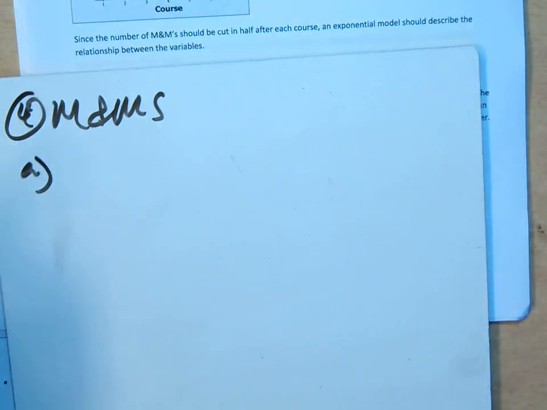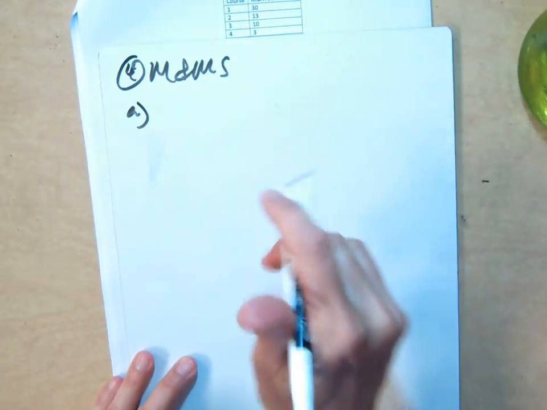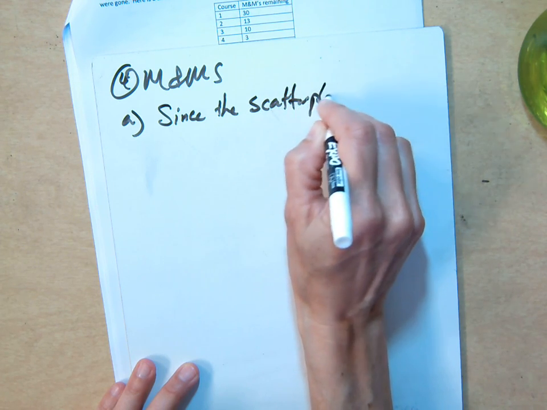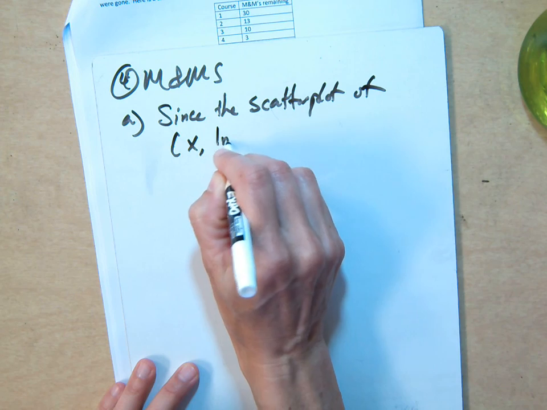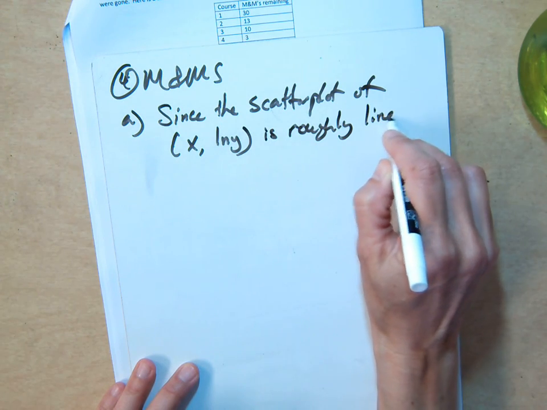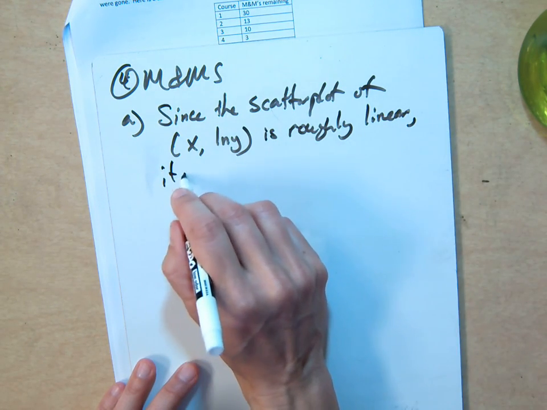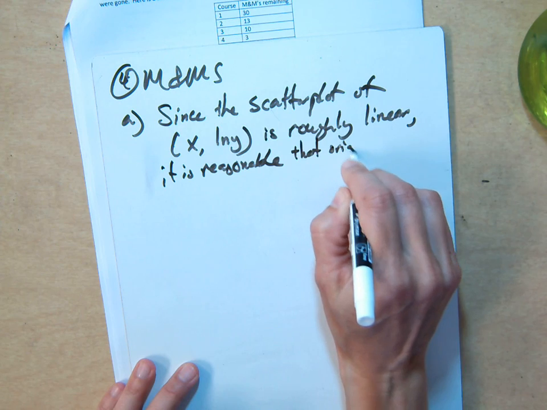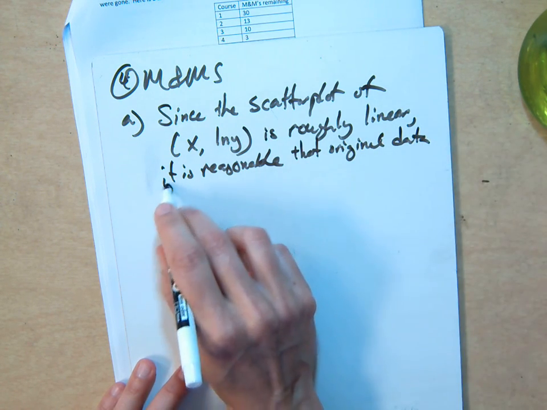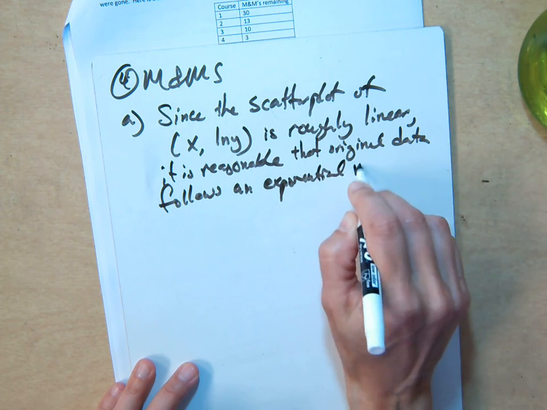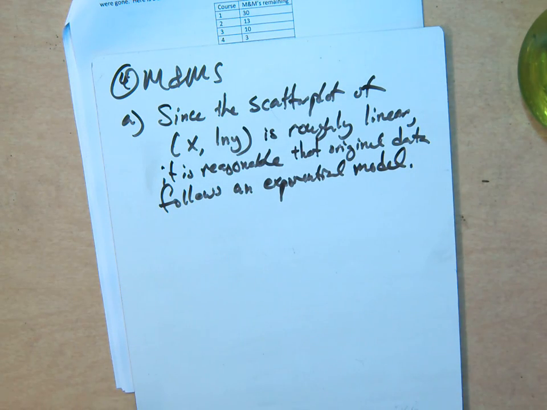For A, you would say, since the scatter plot of x versus the natural log of y is roughly linear, it is reasonable that the original data follows an exponential model. So that's for A.